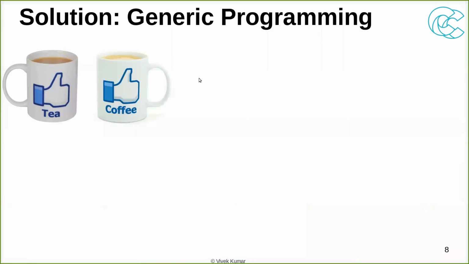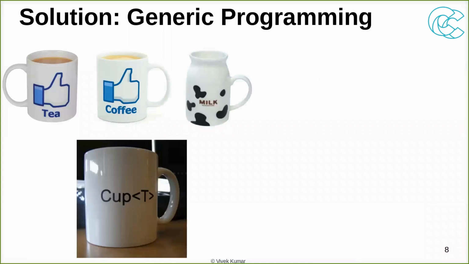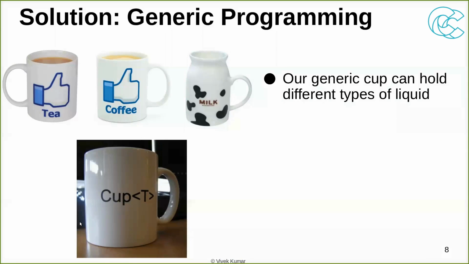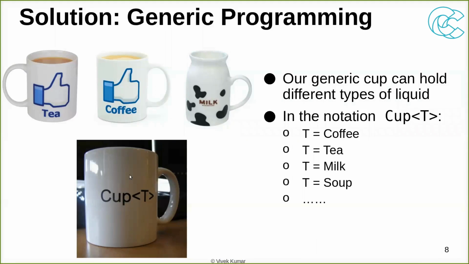So here you have a mug. Now the mug can hold any type of liquid. It can be tea, it can be coffee, or it can be any fruit juice or soup. It doesn't matter. And the operations remain the same. Here the operations can be pouring liquid into the cup, drinking from the cup, and so on. So the basic operations remain the same. It's just that the type of the content is changing.